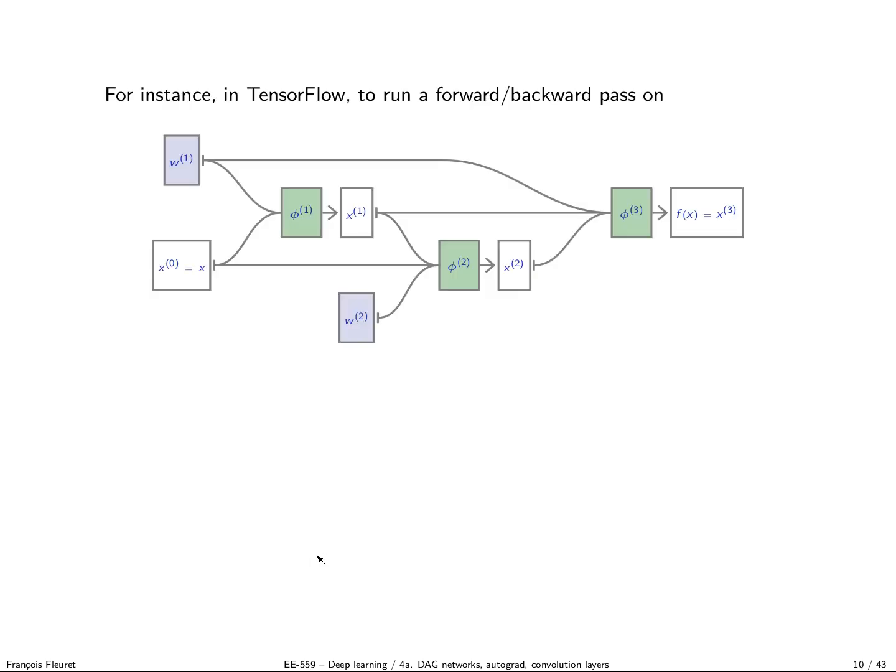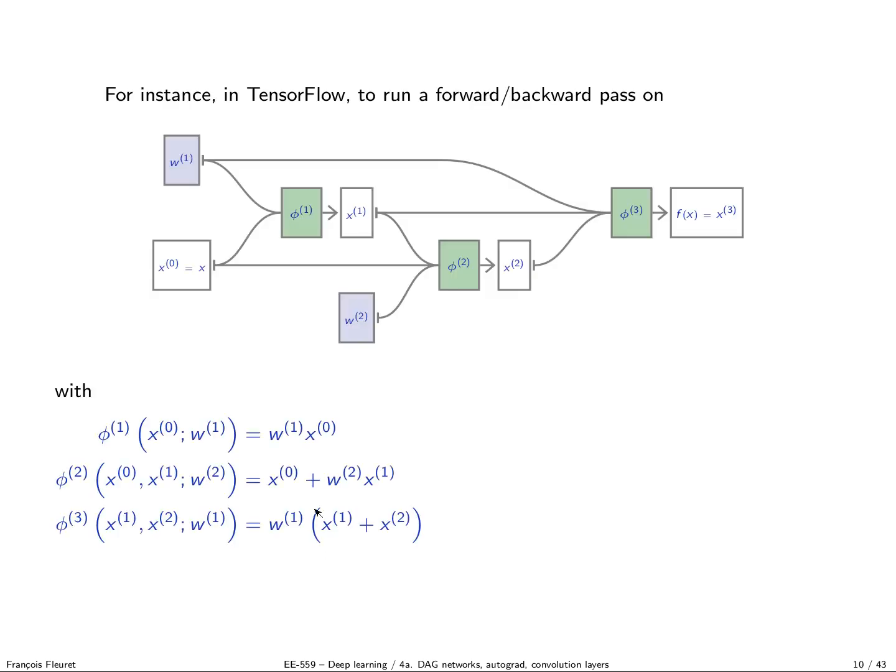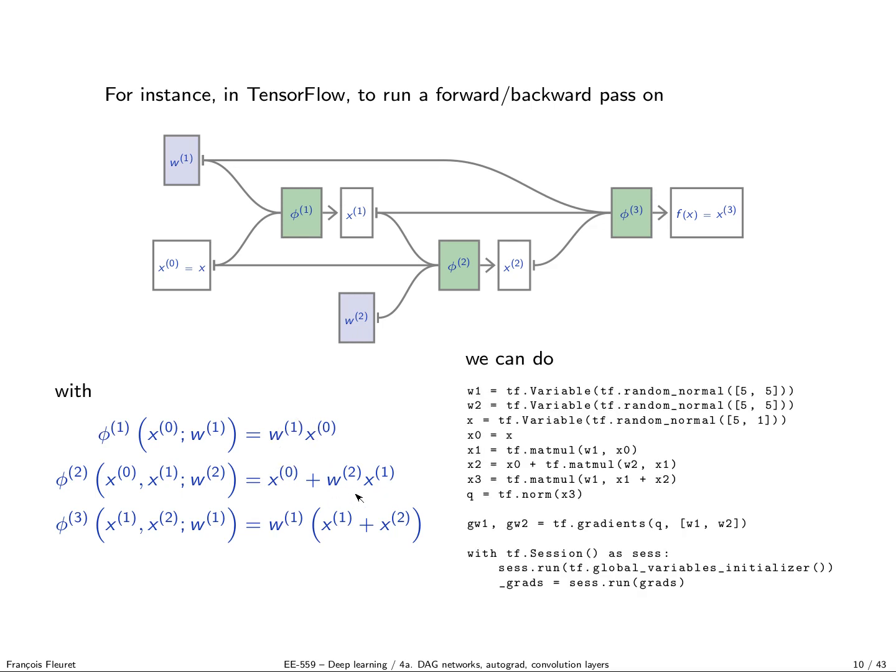So for instance, in TensorFlow, if I keep my figure, but now I define what phi1, phi2, phi3 are. It's completely arbitrary, just an example to show. And in TensorFlow, it would look like this. You have to define a variable for all your parameters. Then you define the graph by stating the input, which I define as being random normal. And then you have to define all those edges in a way very similar to computing with tensors.